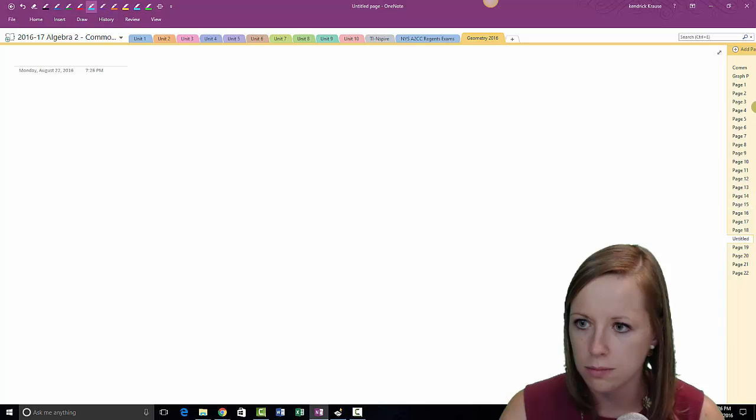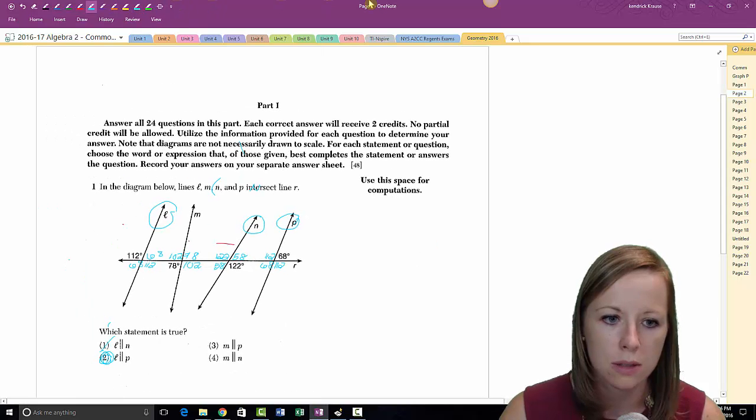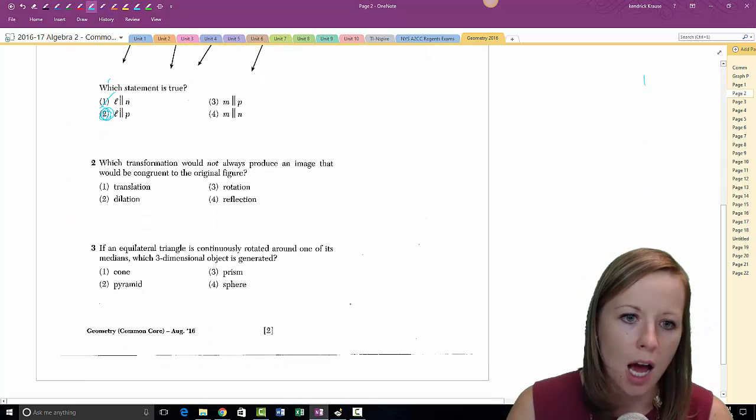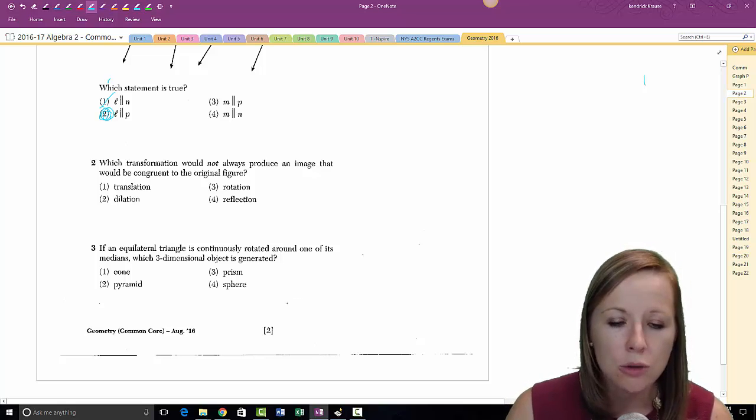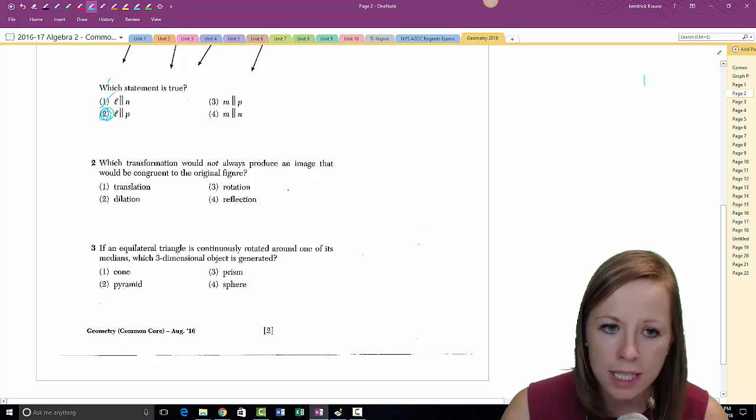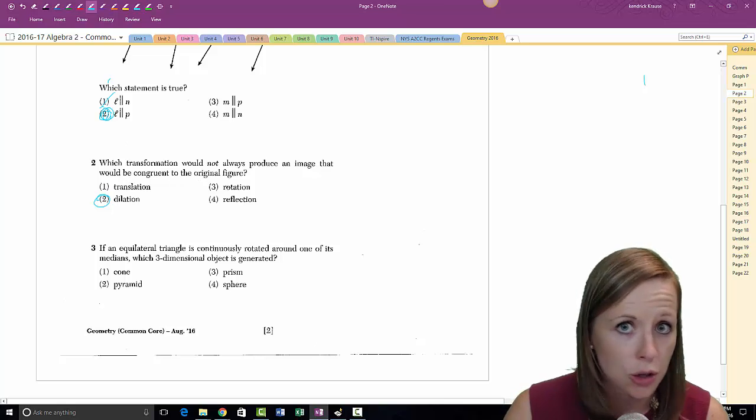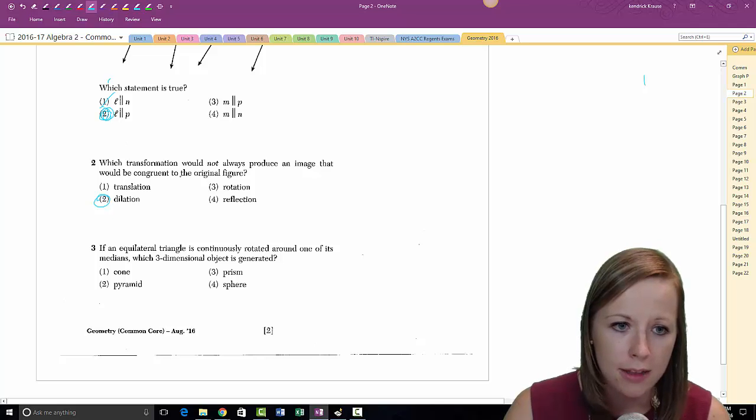All right, moving down to question 2. Which transformation would not always produce an image that would be congruent to the original figure? You should know one fact here. The only type of transformation that changes size is the dilation, okay? So a change in size is a dilation. A translation just moves things left and right. A rotation just turns the image around. And a reflection flips it over a line or an axis. So the only one that does not produce something that's congruent to the original figure would be a dilation.